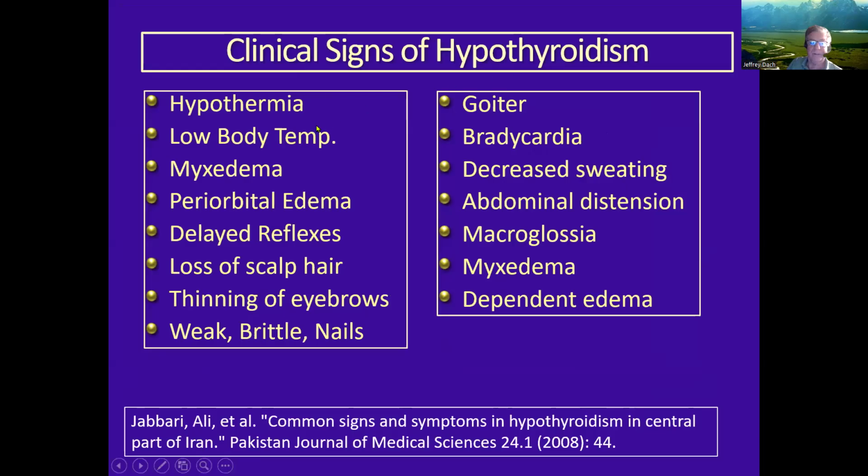Clinical signs of hypothyroidism: low body temperature, myxedema, periorbital edema, delayed reflexes, hair loss, thinning of eyebrows, weak, brittle nails, goiter, enlarged thyroid, slow heart rate, sweating may be decreased, abdominal distension, enlargement of the tongue.